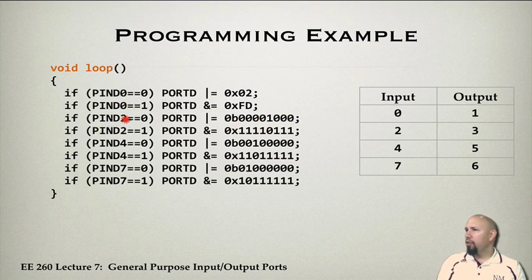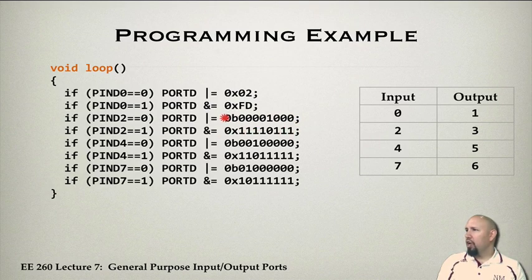If pin D2, so that's input pin 2, is 0, then we're going to OR port D with this number. If it's 1, we're going to AND port D with this number. So what's going on with this? These numbers here are what are called masks.